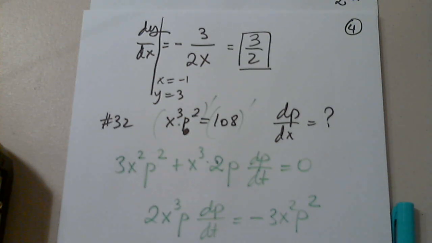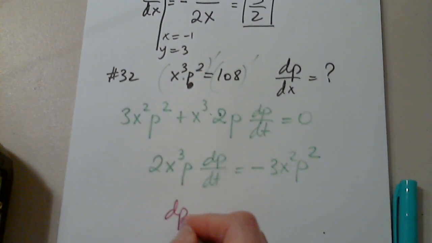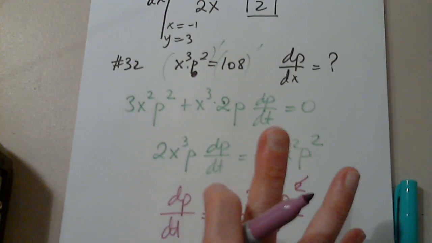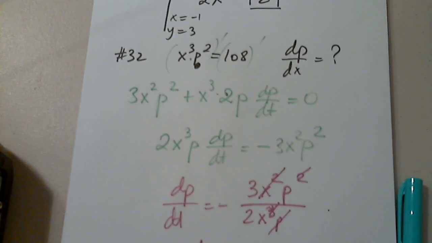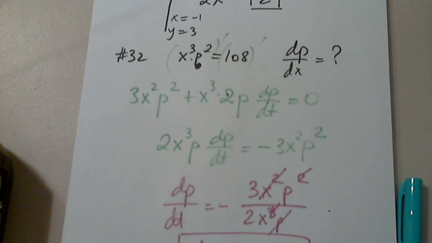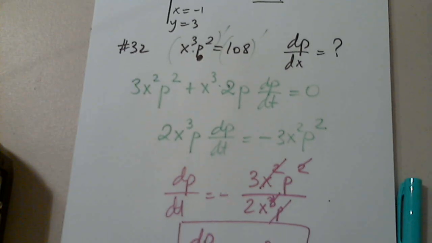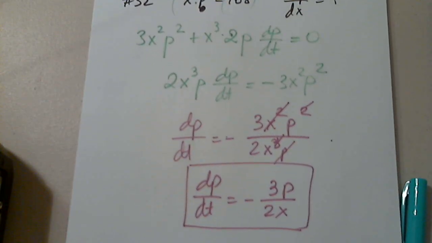And finally we get dp over dt equals negative 3x squared p squared over 2x cubed p. I remove a p from the top and 1 from the bottom. I remove 2 of the x's from the top and 2 from the denominator. I cannot continue. This is an equation. So then dp over dt equals negative 3p over 2x. Very good.